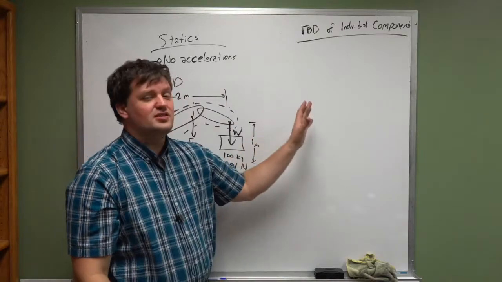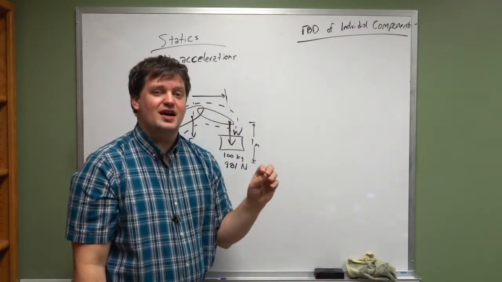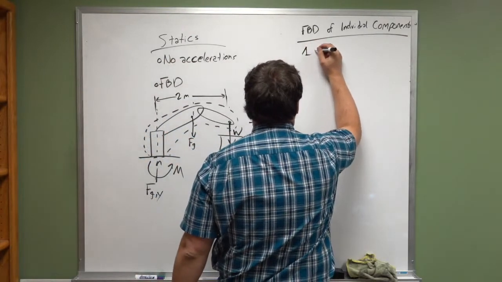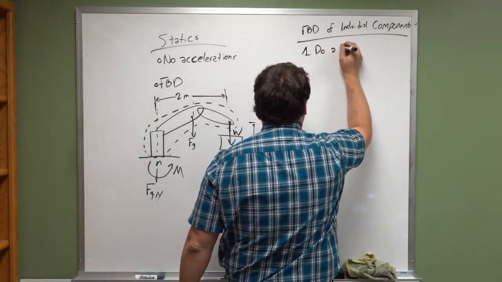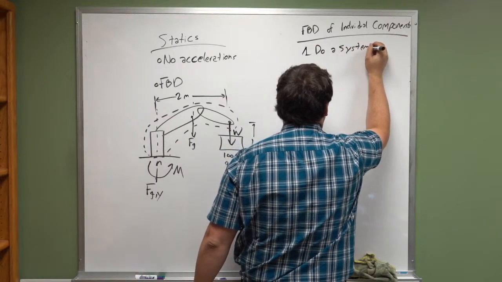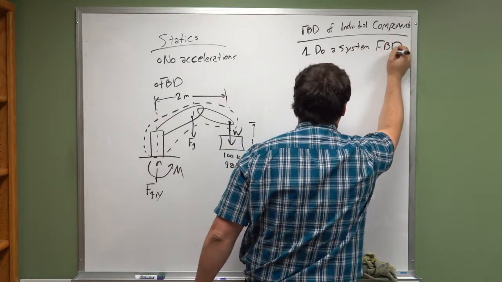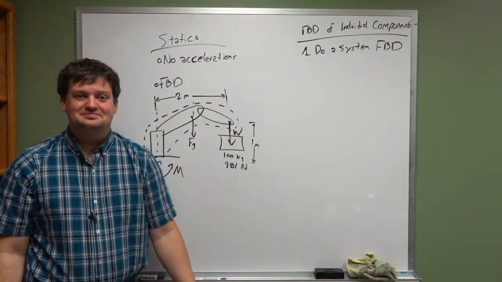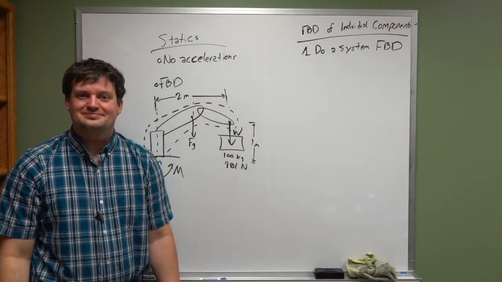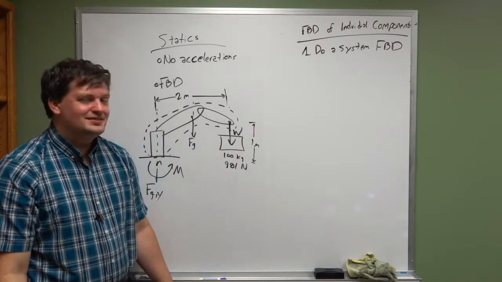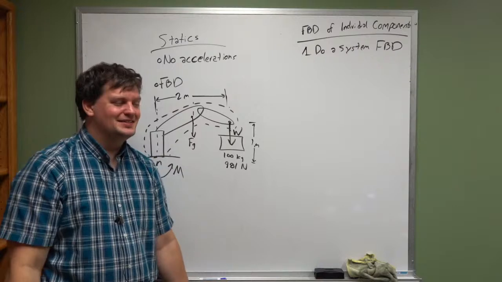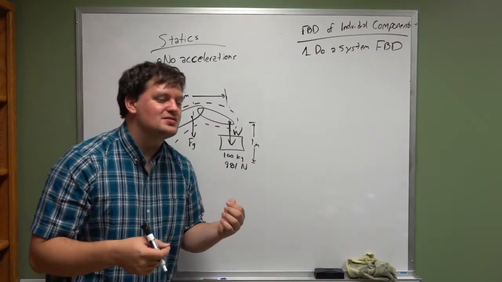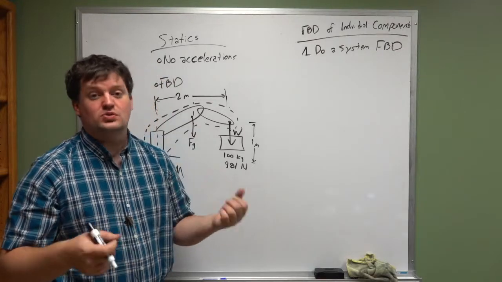Okay, so when we're talking about individual components, the first thing you have to do is a system free body diagram. Okay? The first thing you have to do is this. That's step one. Now, what you need to do is figure out the kinds of connections between components.